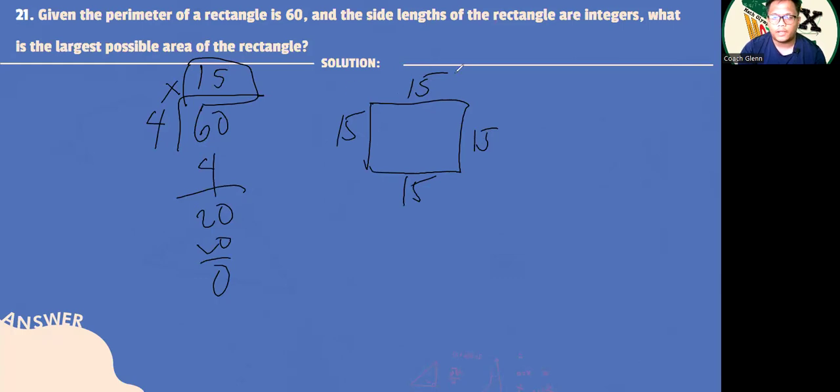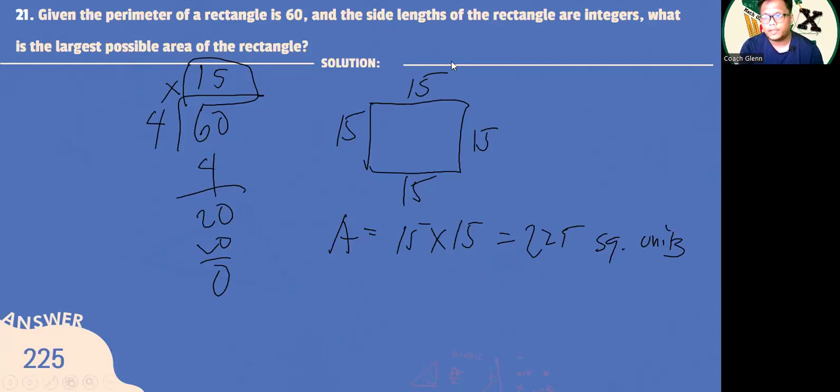Now, since we're looking for the area, all we need to do is multiply the two sides. So that's just 15 times 15, which is equal to 225 square units. Yep. Again, the maximum area of a rectangle could be obtained when it's a square or closest to a square. Okay, any questions for number 21? If there are no more questions, let's have number 22.